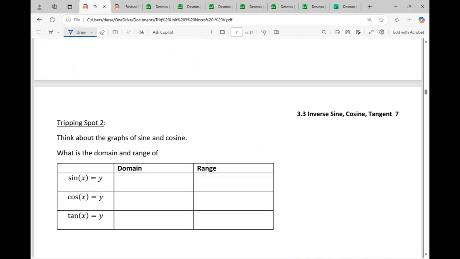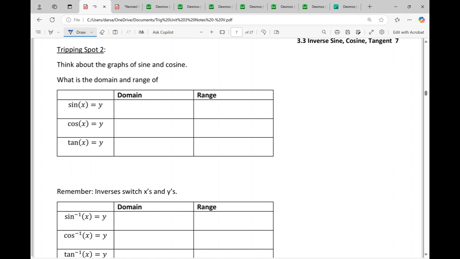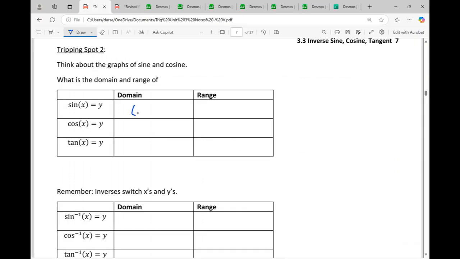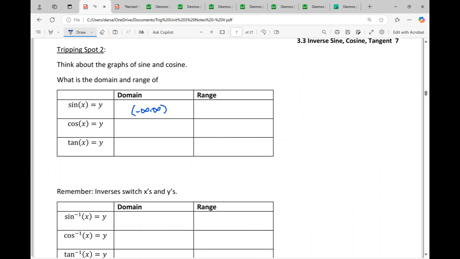Okay. Second tripping spot that comes up is that when we start thinking about the domain and range of inverse trig functions, it gets a little wonky. So let's think about the domain and range of sine. If you look at the graph of sine, it goes infinitely to the left and infinitely to the right. So the domain of sine is -infinity to infinity. But the range, the highest it goes is 1 and the lowest it goes is -1. So that range is very small on the y-axis. We get a range of -1 to 1.